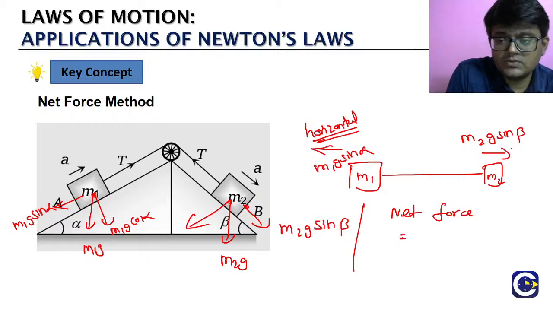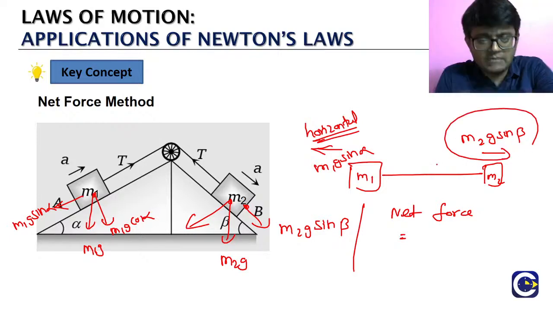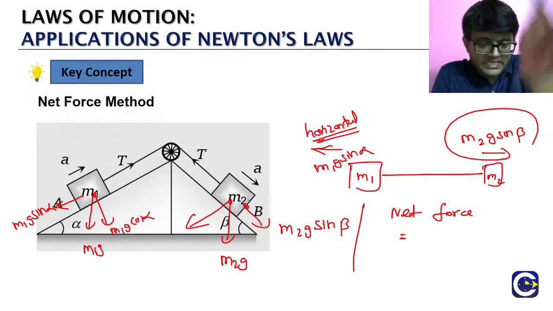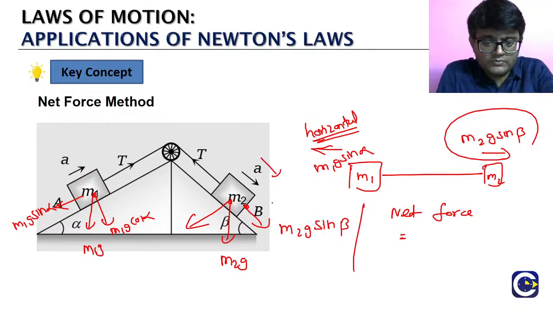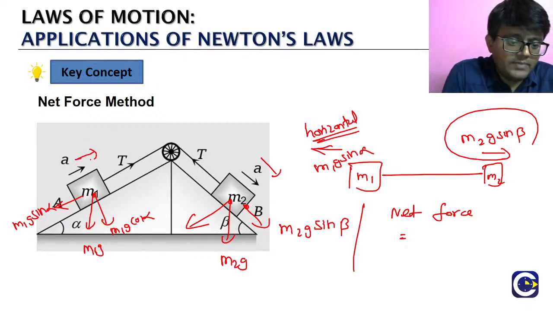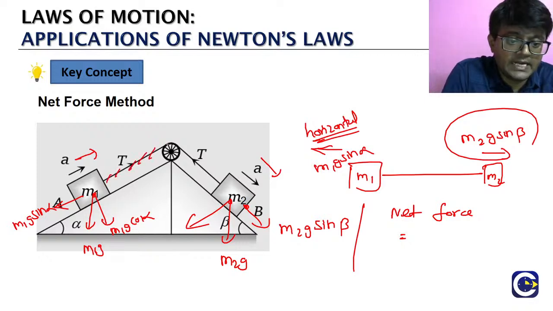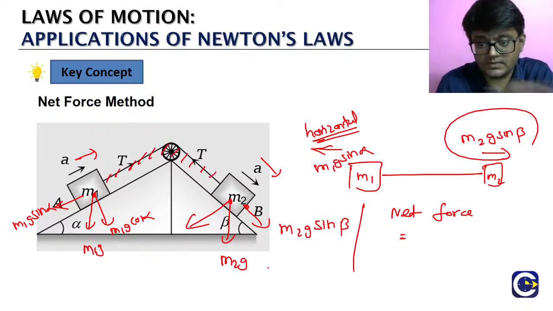Higher minus lower. So for example, we can take the value of m2g sin beta to be higher. Then what will happen? This m2 will go down on that side with an acceleration a. m1 will be going up the plane with the same value of acceleration, because they both are connected by the same rope.